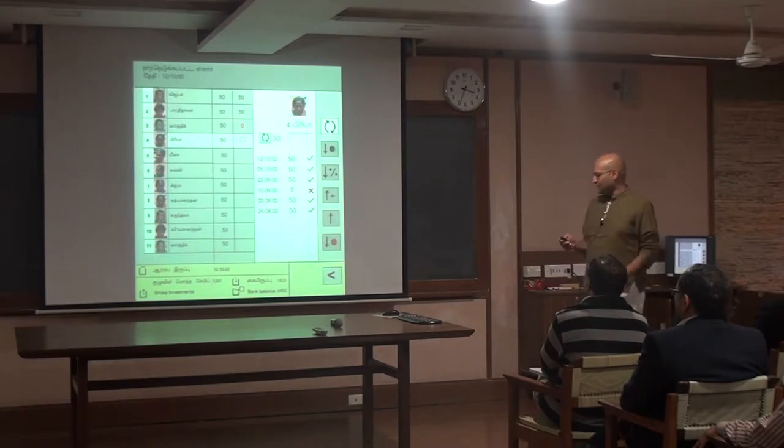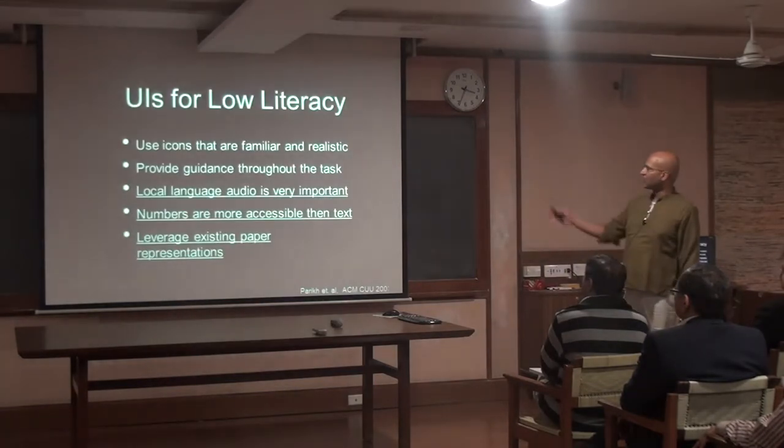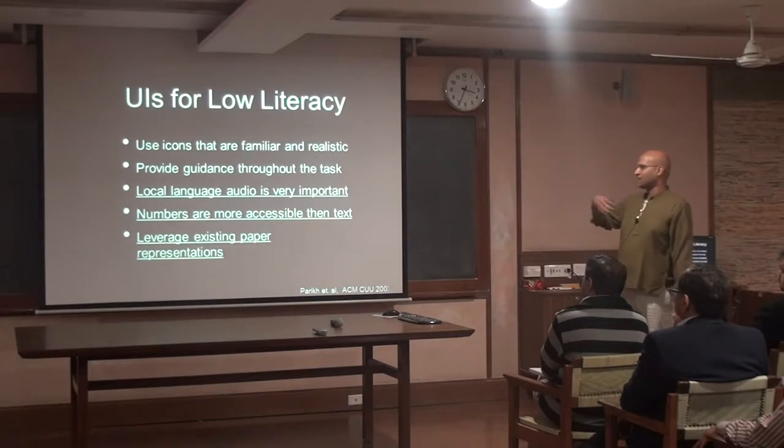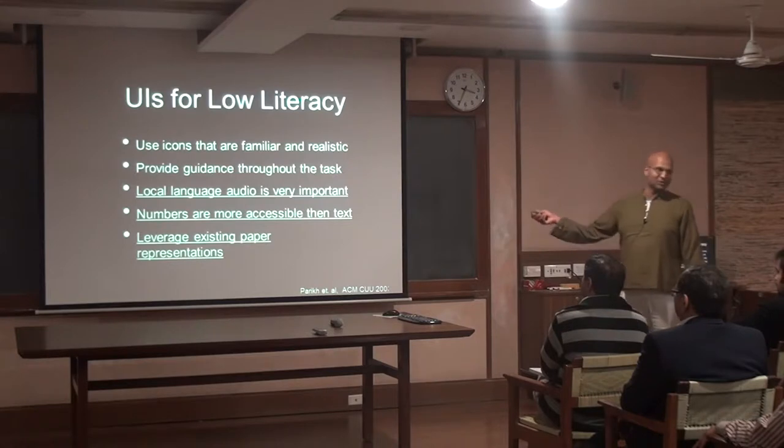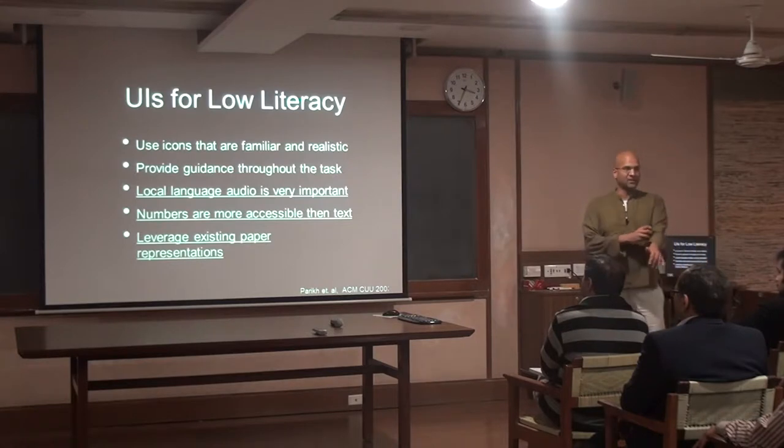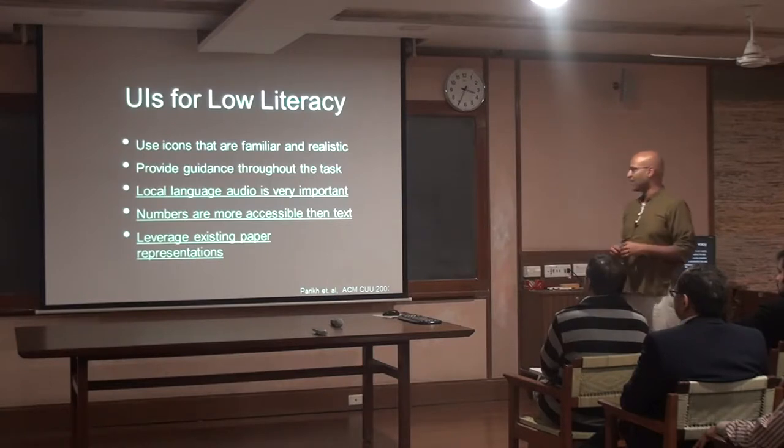And so these are some of the things that we learned from this process: how to design icons, how to structure the tasks, how important this audio is, numbers, existing representations, and so on and so forth. And so this ended up being my first research paper in this field, published in 2002 in a conference for human-computer interaction. So this is where we got started.